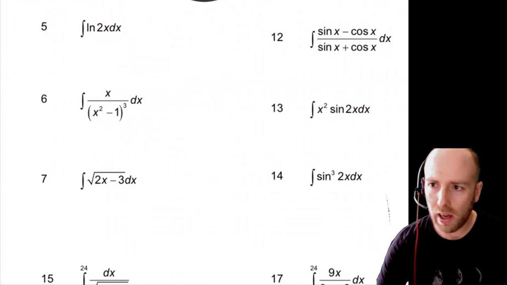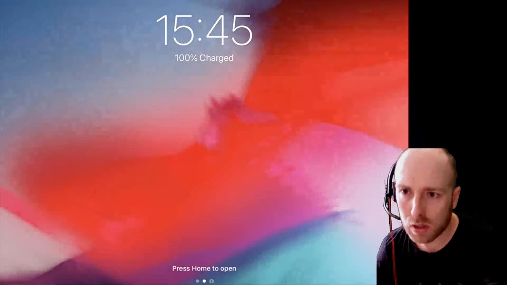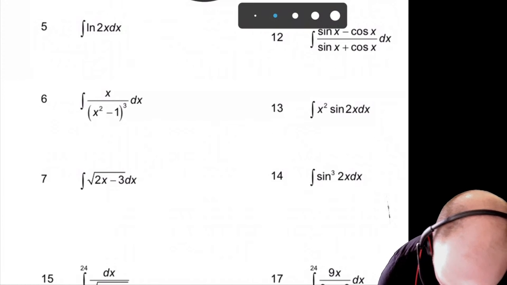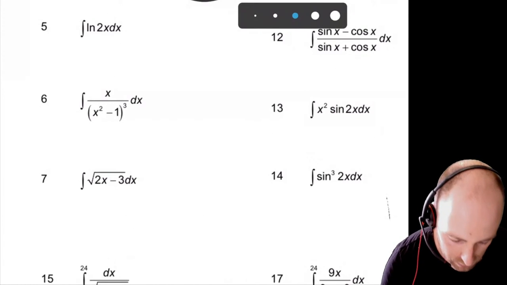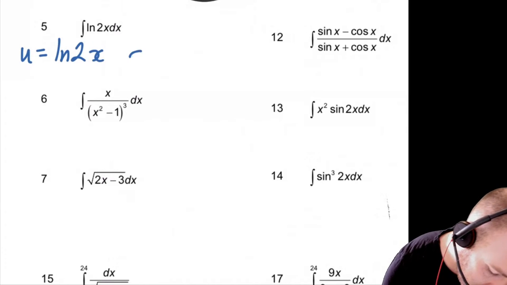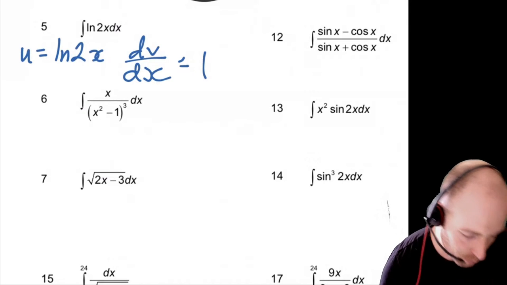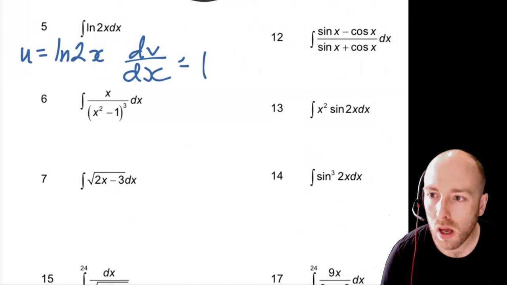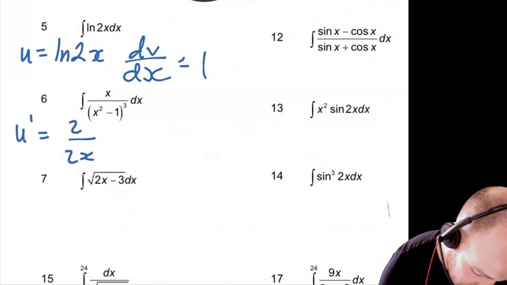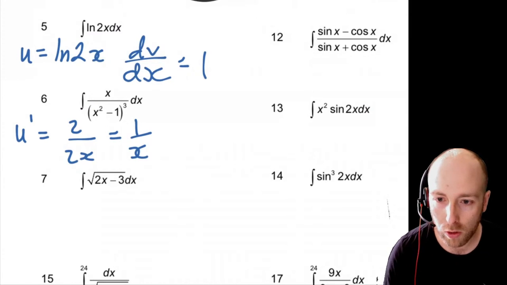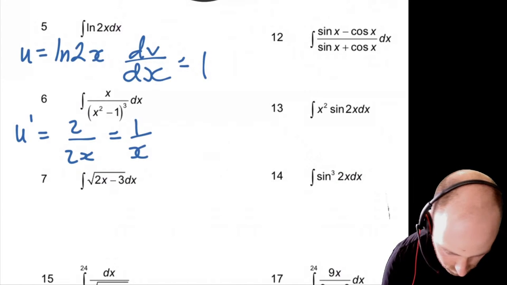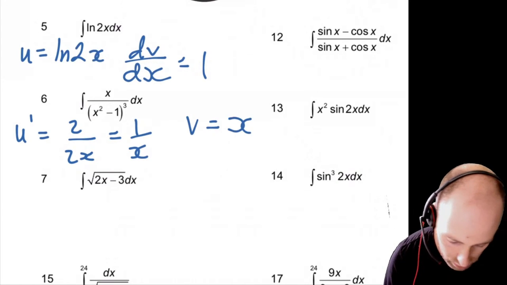All right. So first one. ln of 2x. We're going to need to use by parts on this one as well. So u equals ln 2x, dv/dx equals 1. And u dash will be 2 over 2x, which is the same as 1 over x. And v will go to x.